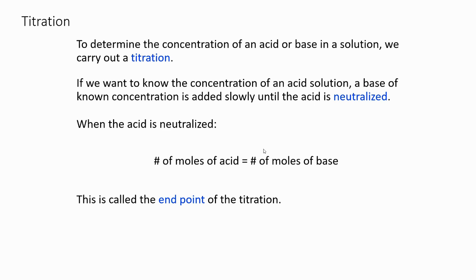We're going to use a really precise amount of base to figure out exactly how many moles of acid we have. And we can figure this out when the amount of acid is equal to the amount of base that we have. Okay, so the key here is that an acid is neutralized and we have exactly the same amount, moles of acid, as we do of base. And we use an indicator to tell us when the moles of acid equal the moles of base. And when we have equal amounts of acid and base, that's called the end point of our titration.